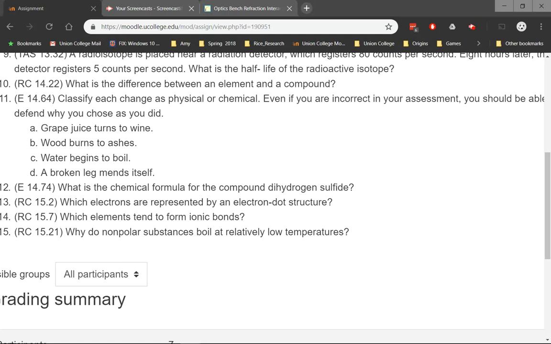But even if we're correct and we describe why we thought it was correct, we still didn't get credit. Incorrect. You have to have your reasoning. Make sure you have your reasoning for each one. Yeah, it says if you are incorrect in your assessment, you should be able to defend why you chose that.